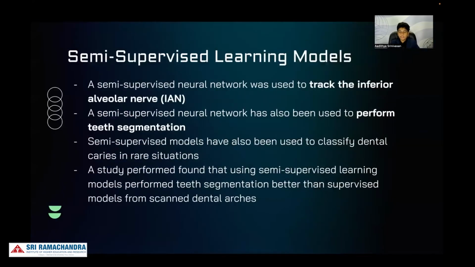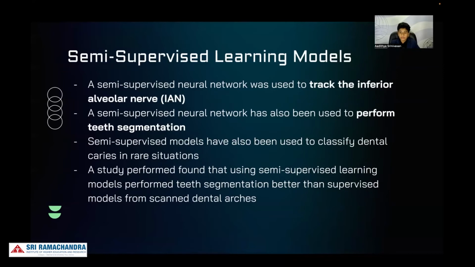Next is semi-supervised learning models, and these models are not as common, but do perform better in certain tasks. One semi-supervised learning model was used to track the inferior alveolar nerve, the IAN. Additionally, semi-supervised learning neural networks have been used very often to perform teeth segmentation, and this is because they usually outperform supervised learning models. Semi-supervised learning models have also been used to classify tooth decay in rare situations.